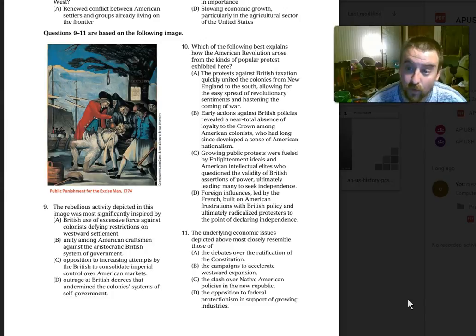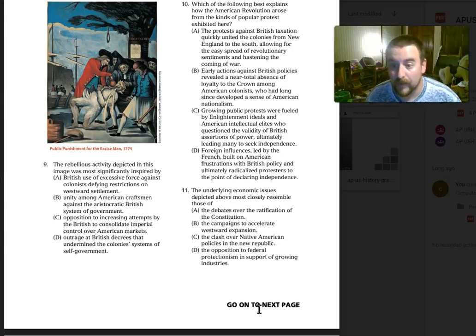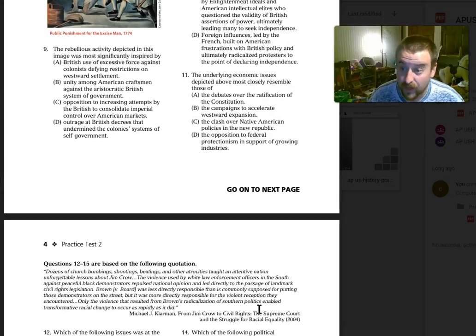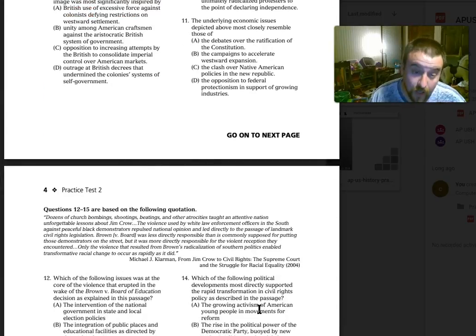Most people, or more than 50%, got this one right, but this one is definitely going to be D down here, the opposition to federal protectionism in support of growing industries. This is essentially like the tariff issue. We are going to try to protect certain factories from foreign competition, the same way that Britain is going to try to protect their East India Company from competition and make sure that they're propped up with an American market.